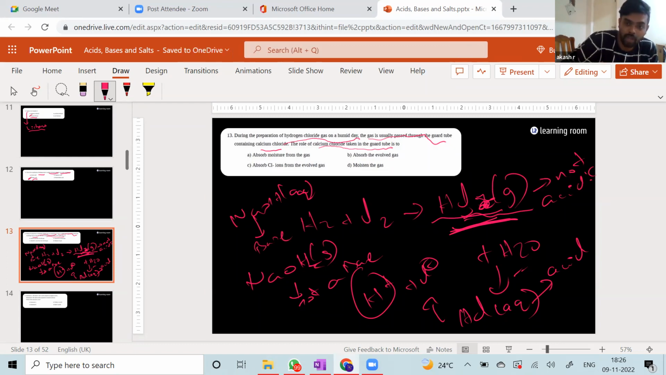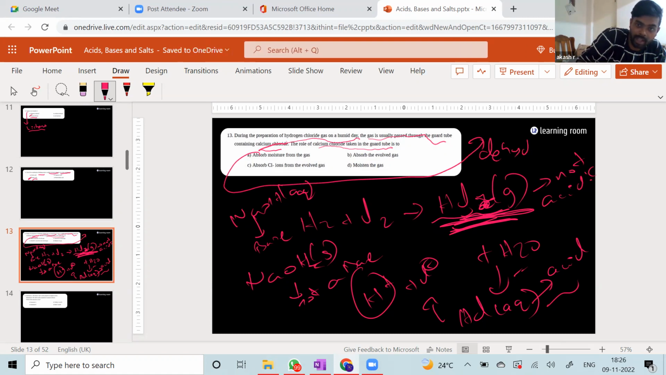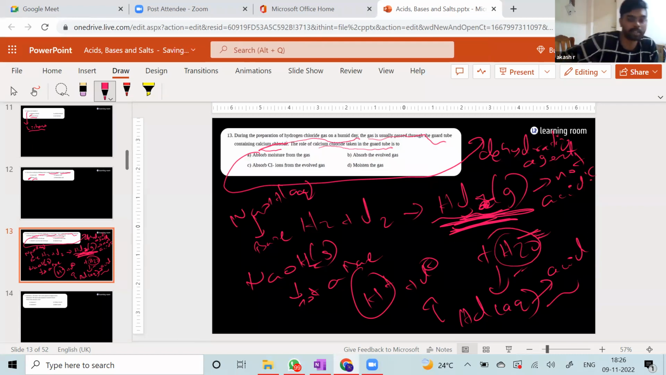Anyways, I don't want it to become acidic. I want HCl gas to stay not acidic. If it reacts with water, it is going to become an acid. I don't want that to happen. And all that you have to understand is that your CaCl2, calcium chloride, where should I write it? Here. It is a dehydrating agent. Calcium chloride is a dehydrating agent. So once the HCl gas is produced, the CaCl2 is passed over it so that H2O is removed.